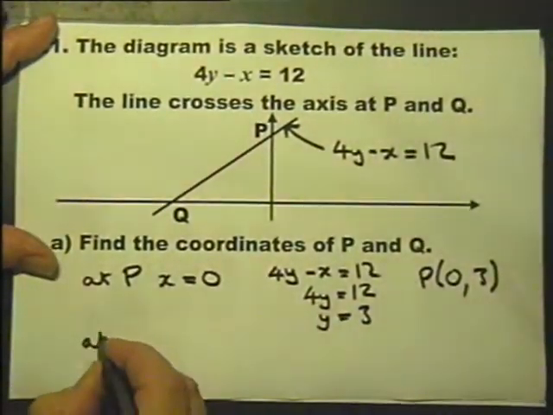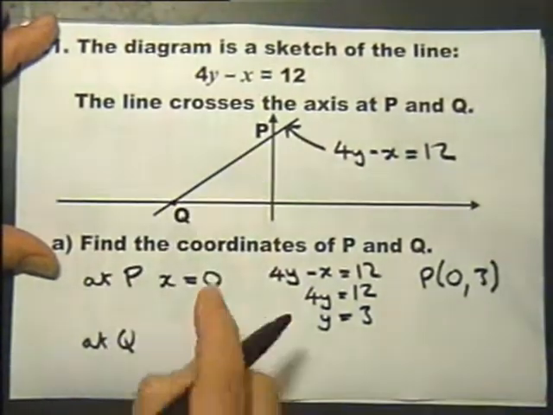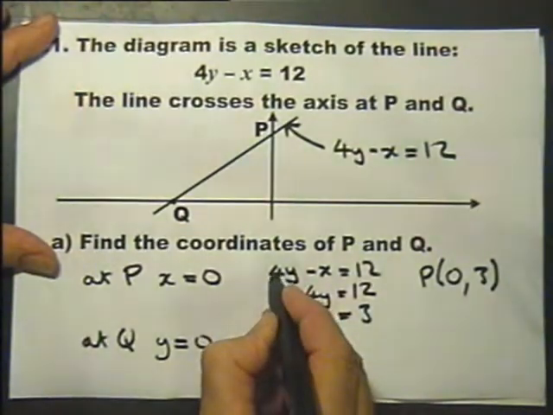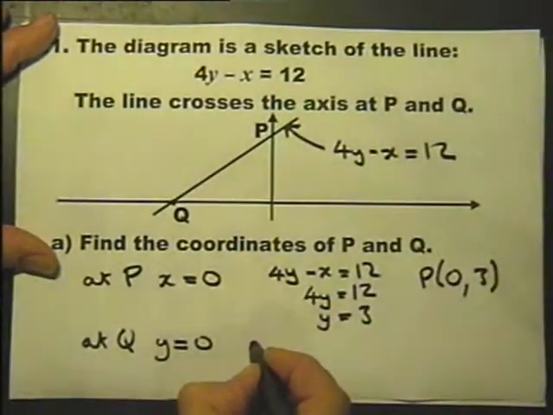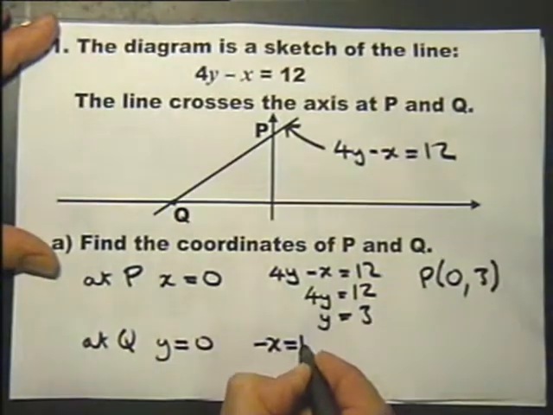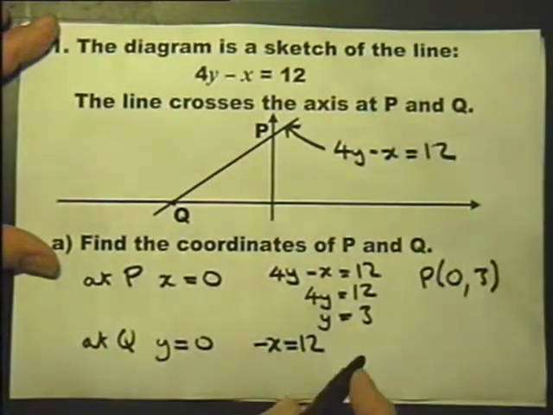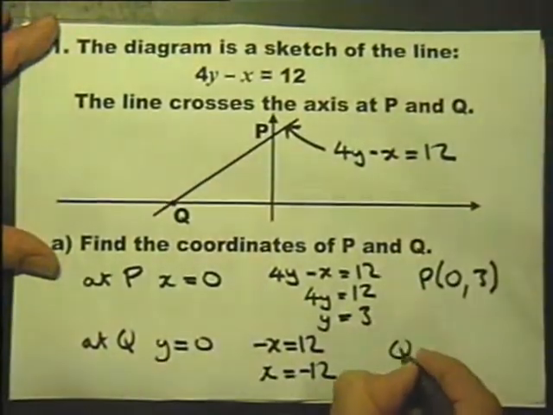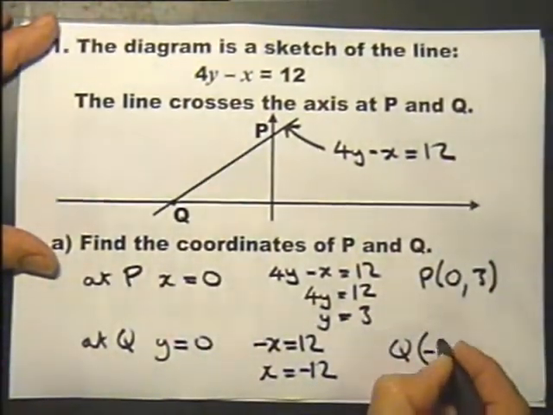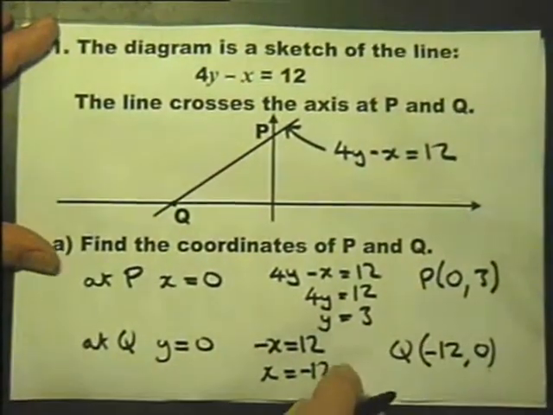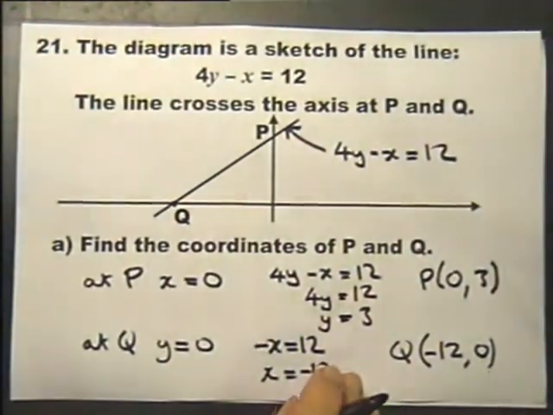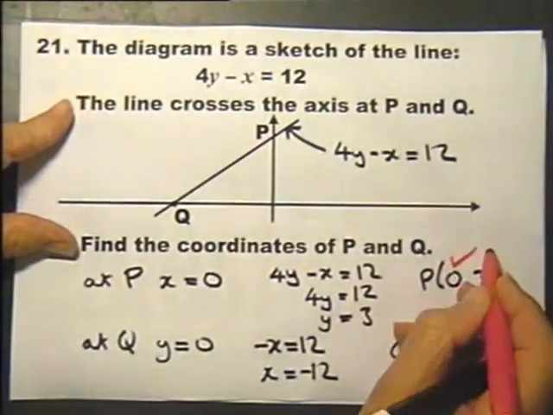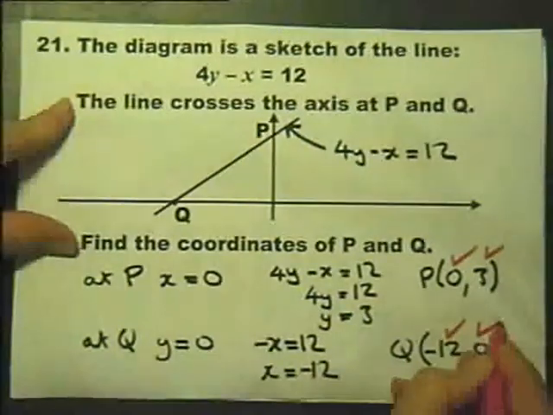Now at Q, the y coordinate is 0. So if I put y equals 0 in there, I get 0 minus x equals 12. So if minus x equals 12, then x itself must be minus 12. So the coordinate Q is the x coordinate followed by the y coordinate. So let's mark that. We've got 2 marks, 1 for each of those coordinates.